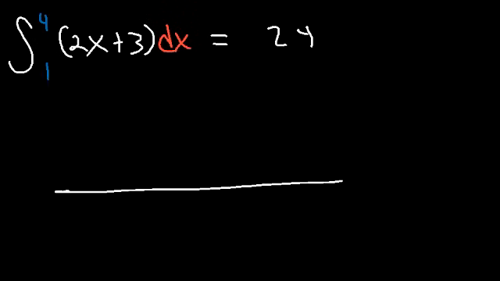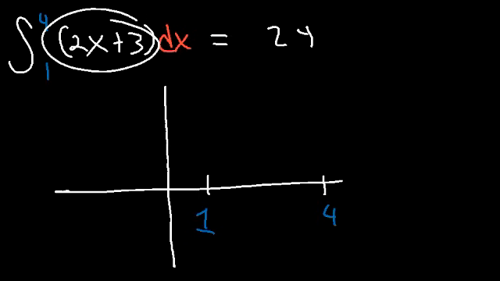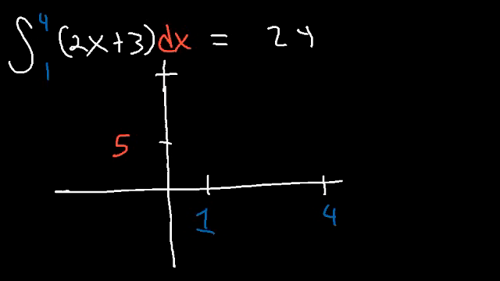So now let's graph the function, but we're not going to graph the entire function. We're only going to graph the portion between 1 and 4. When x is 1, what is the value of y? If we plug in 1 into the expression, 2 times 1 plus 3, we're going to get 5. So let's say 5 is somewhere over here. We don't need an exact graph, we just need an approximation. If we plug in 4, 2 times 4 is 8 plus 3, that's 11. So when x is 1, y is 5. When x is 4, y is 11.